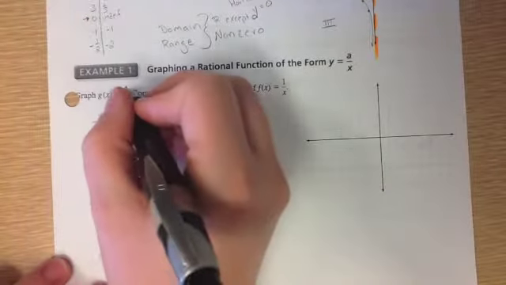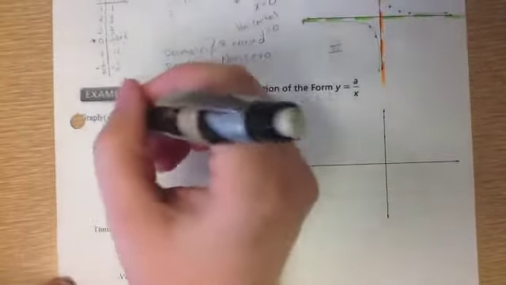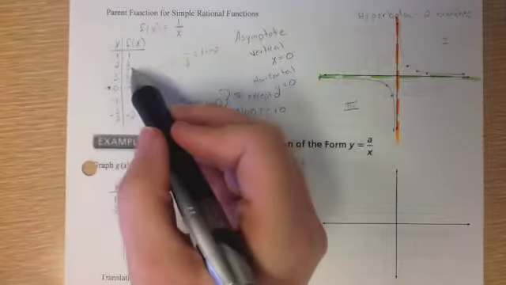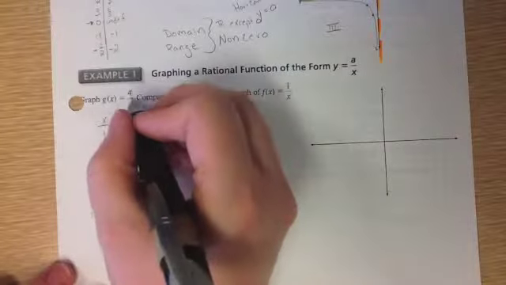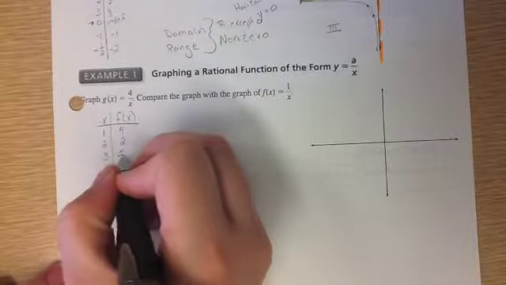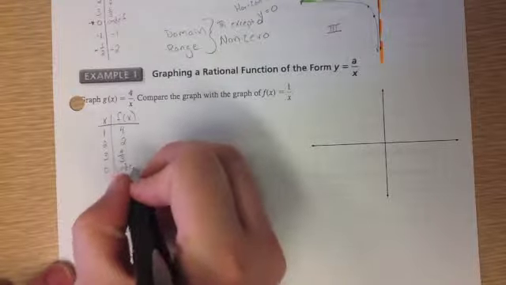down here. 4 divided by 1 is 4. So I put in a 1, I now get a 4. Now let's put in a 2. When I put in a 2, I get 4 divided by 2, which is 2. Here I got a half. Okay. Let's put in a 3. 4 divided by 3, well that's 4/3. Put in a 0. Again, that's undefined.